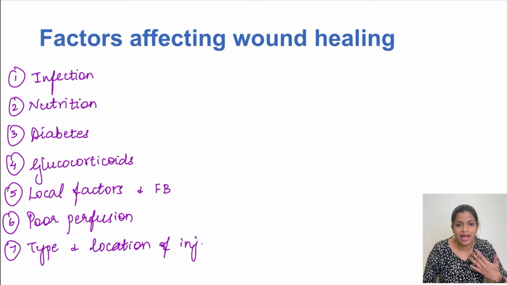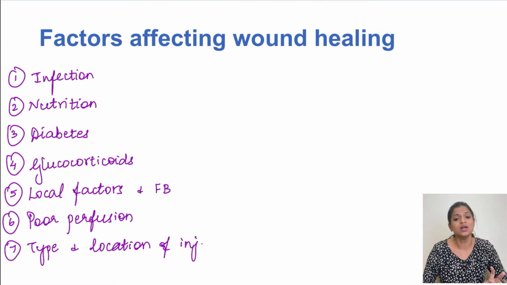Then other than that, diabetes, healing of the wound will delay. Glucocorticoids, again here the cytokine production will be altered and wound healing will be delayed. Then we also have poor perfusion. If the oxygen is not there, neoangiogenesis is not there, the wound is not going to heal. So poor perfusion is again a cause of delayed wound healing.